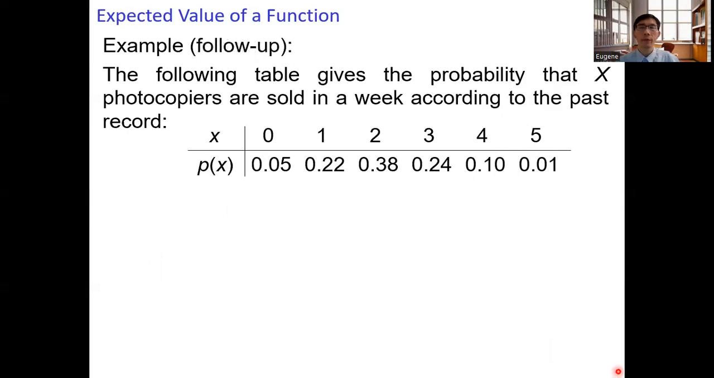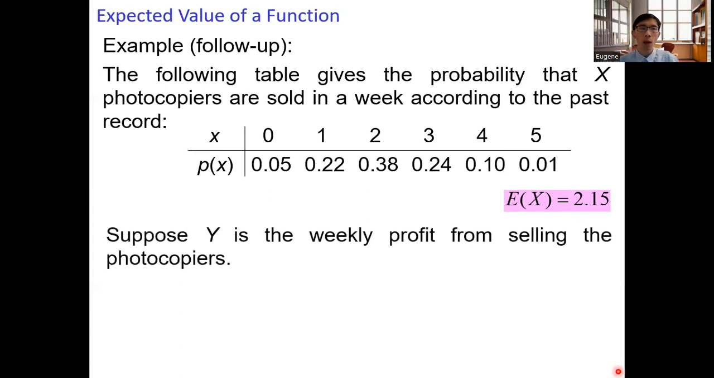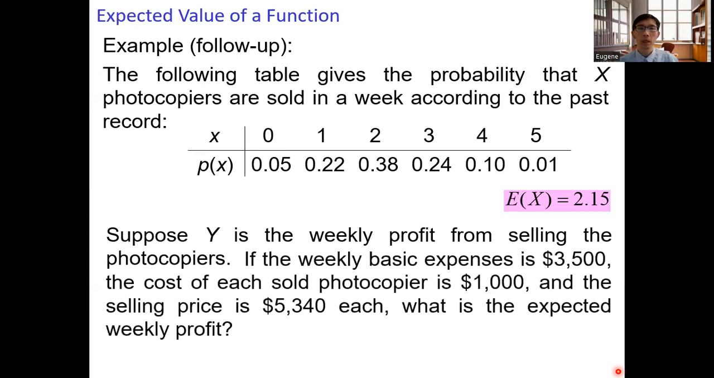Let's take a look at a follow-up question. Suppose Y is the weekly profit from selling the photocopiers. If the weekly basic expenses is $3,500, the cost of each sold photocopier is $1,000, and the selling price is $5,340 each, what is the expected weekly profit? So that is, we want to find the expected value of the random variable Y, the weekly profit.